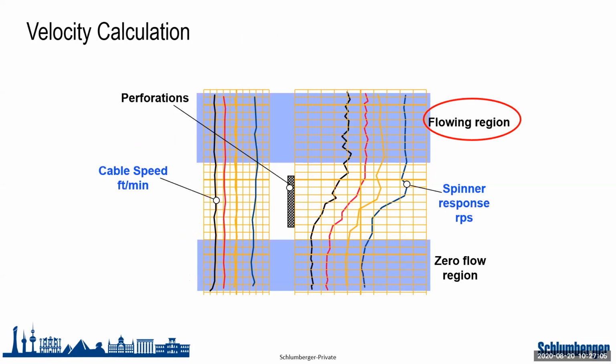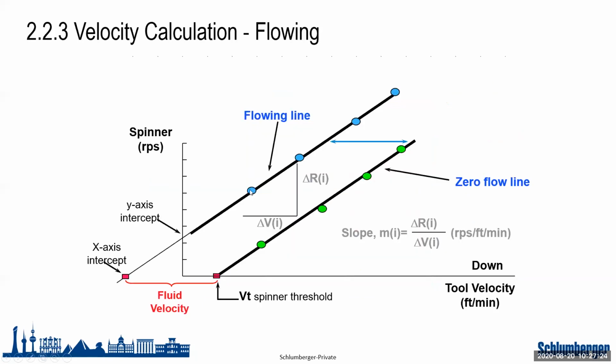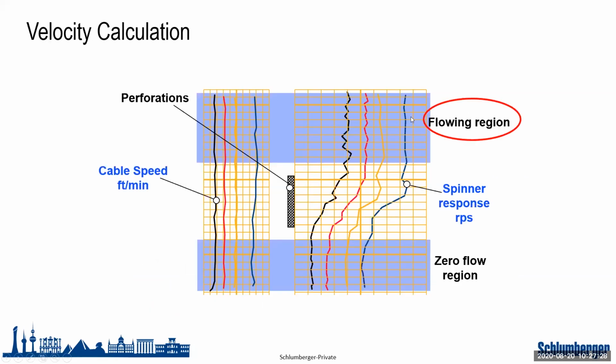So you can see over here again, the same example that I showed you before. You have your zero flow region. So the points that you see in the previous slide, I could take them from this zero flow region. Then, if I want to trace my flowing line, I will take the points from this flowing region, yeah? So now, you see these points in blue, I took them from my readings in this flowing region, yeah? So I said, okay, my spinner rotating at 30 feet per minute. How many RPS I am seeing in my flowing region, yeah?